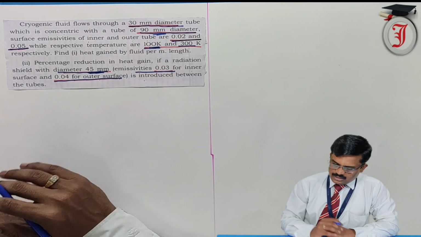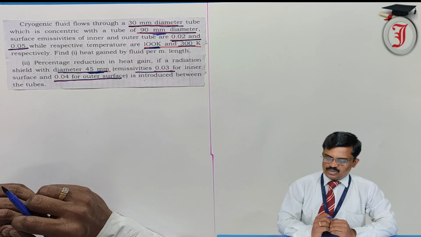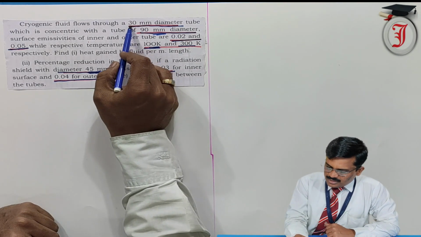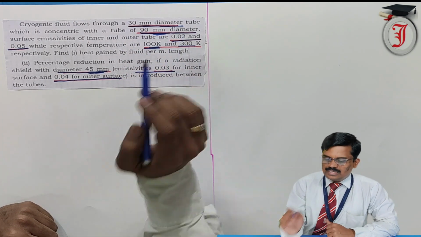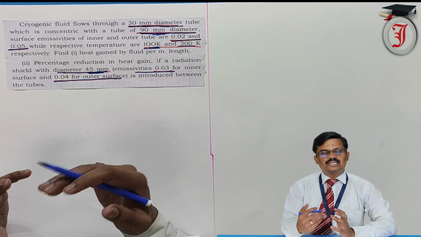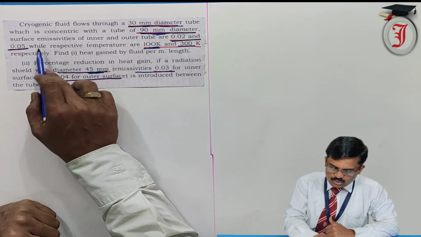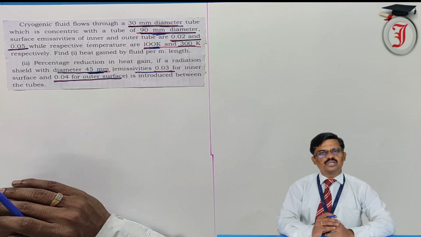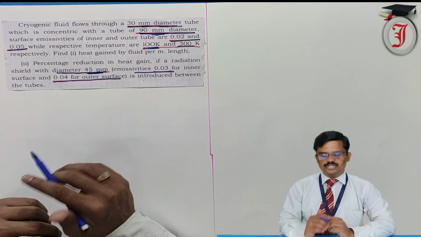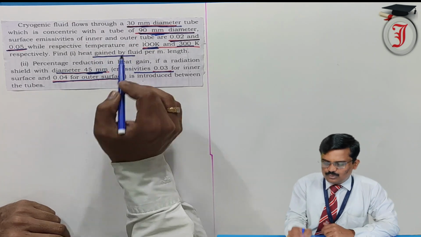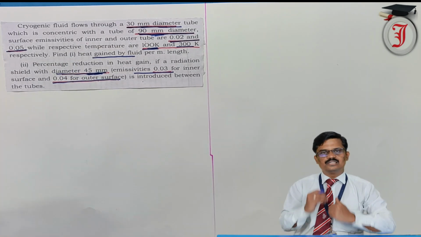So in this numerical, concentric tubes are given. The inner tube has a diameter of 30 mm and the outer tube has a diameter of 90 mm. Emissivities of these tubes are given as 0.02 and 0.05, and the respective temperatures are also given. We have to determine the heat gained by the fluid per meter length. So let us solve this numerical for the first point.